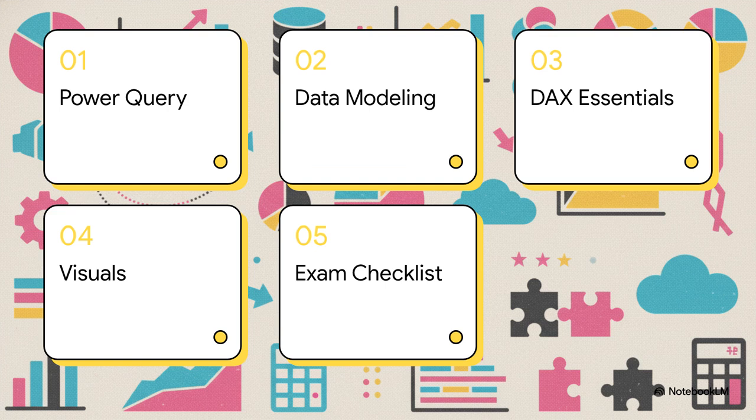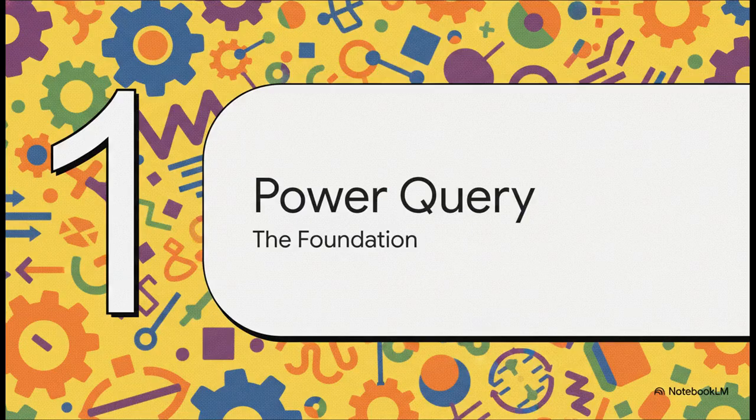Okay, so we've distilled a massive study guide down to the absolute highest weight topics. Here is our agenda. 1. Power Query the foundation. 2. Data modeling and context. 3. Demystifying DAX essentials. 4. Visuals and storytelling. And finally, 5. The final exam checklist. Let's get to it. Section 1.